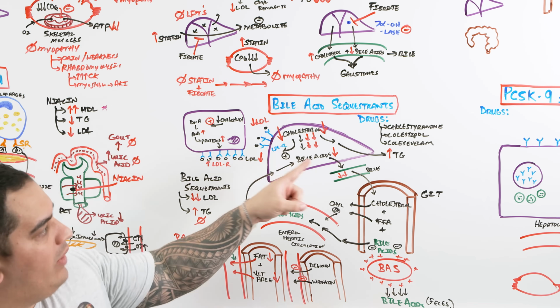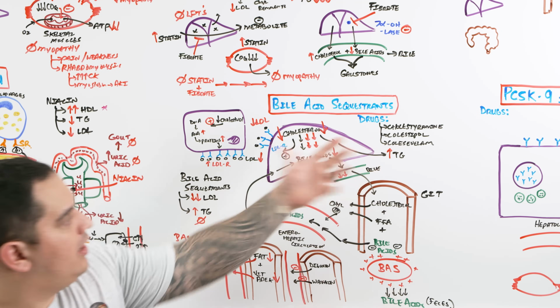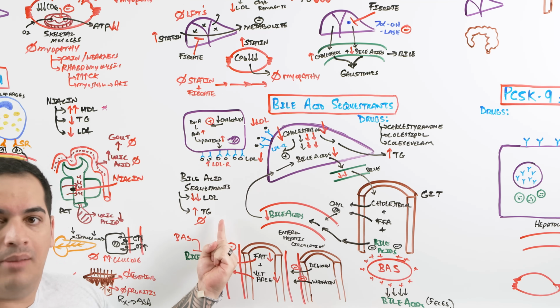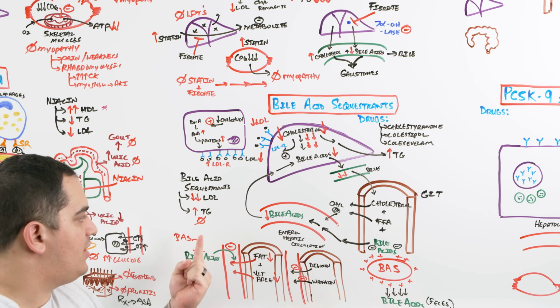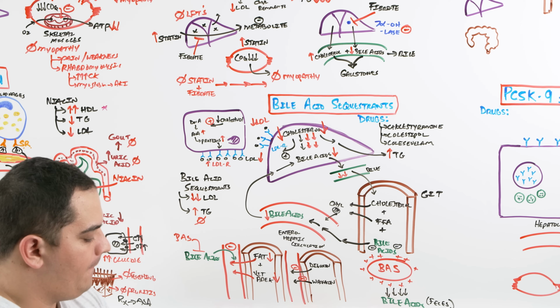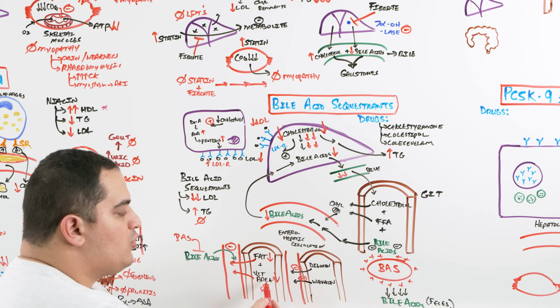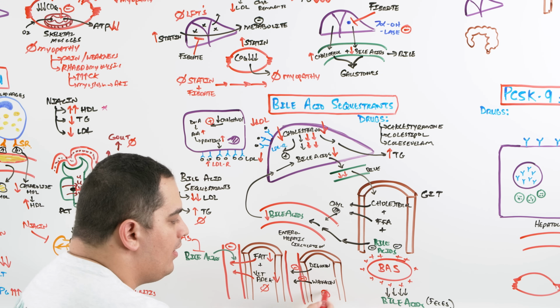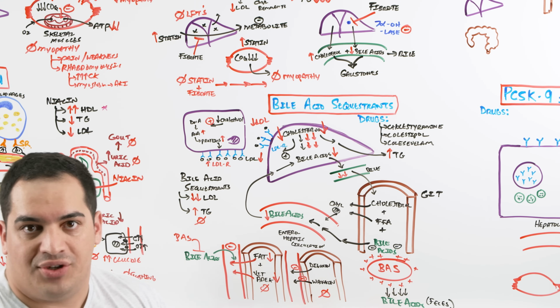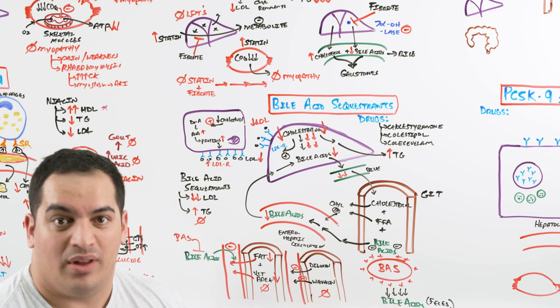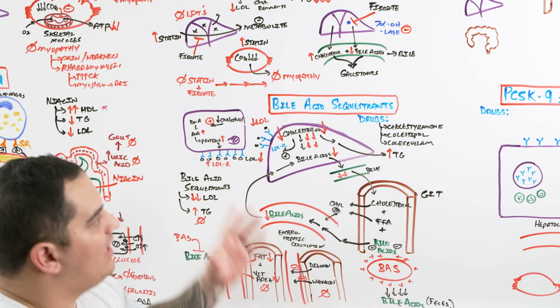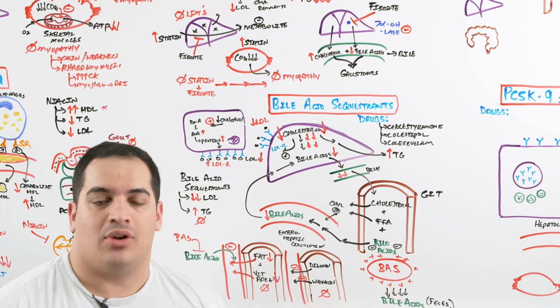So we now know the names of the drugs, the mechanism of action, their effect on the lipid profile, and the adverse events, which are hypertriglyceridemia, decreased absorption of fat-soluble vitamins, and decreased drug concentrations of digoxin and warfarin within the bloodstream. Okay, my friends, let's now move on to the next one, which is your cholesterol absorption inhibitors.